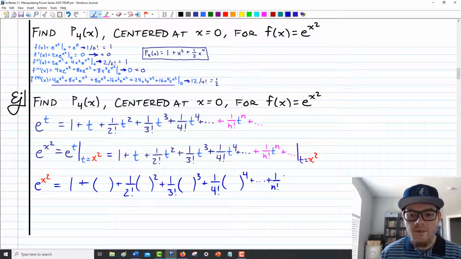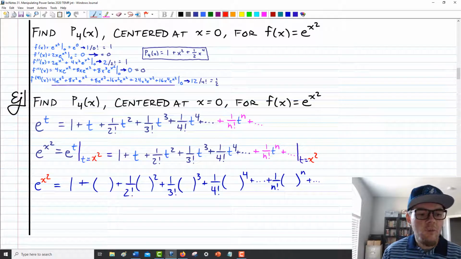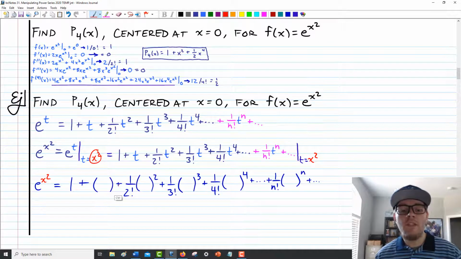So I just want to have that peace of mind. So I'm just going to leave the general one over here as well. So I'll just write it this way for the moment. Okay. Now, as we said, we're going to plug in x squared everywhere there was a t before.